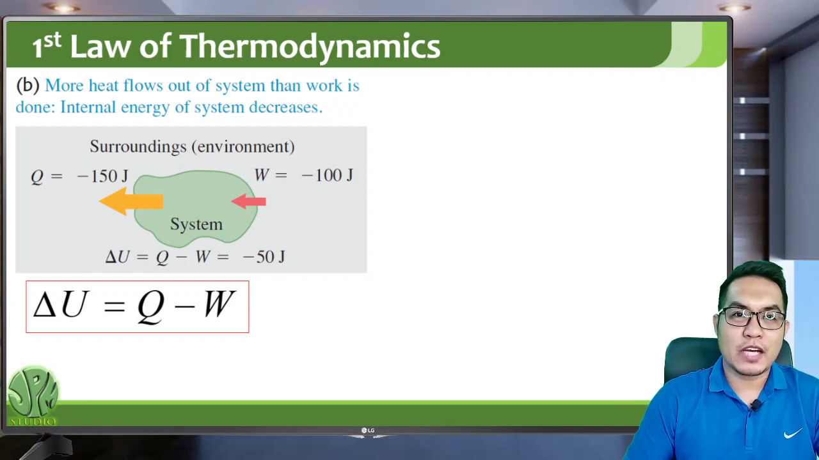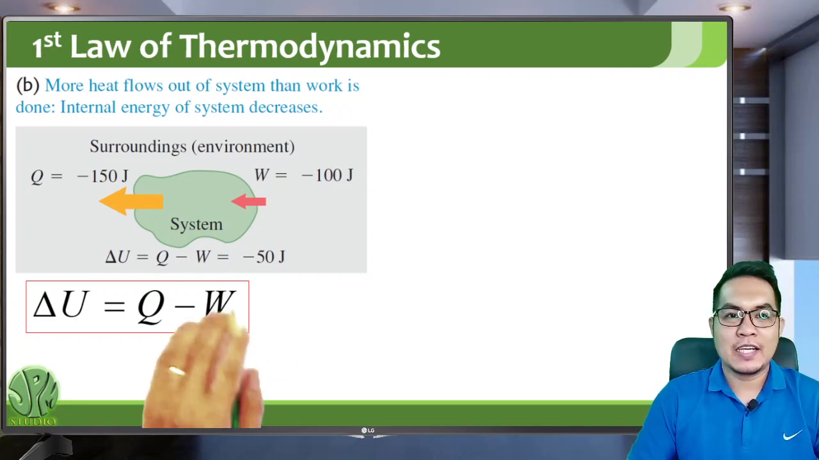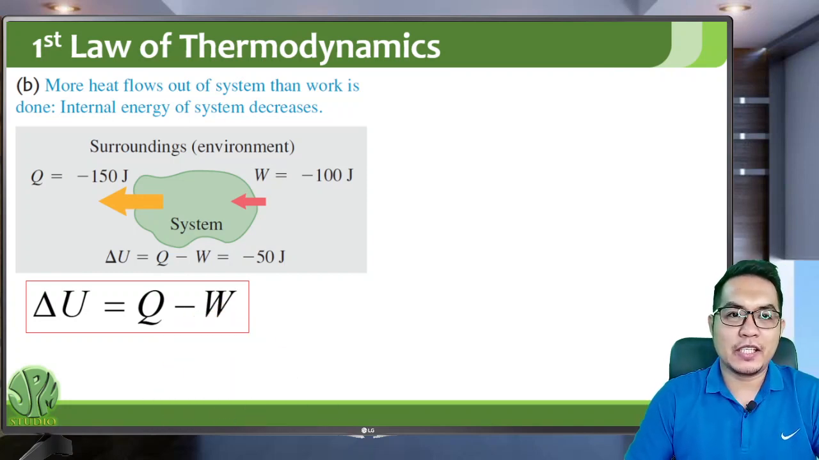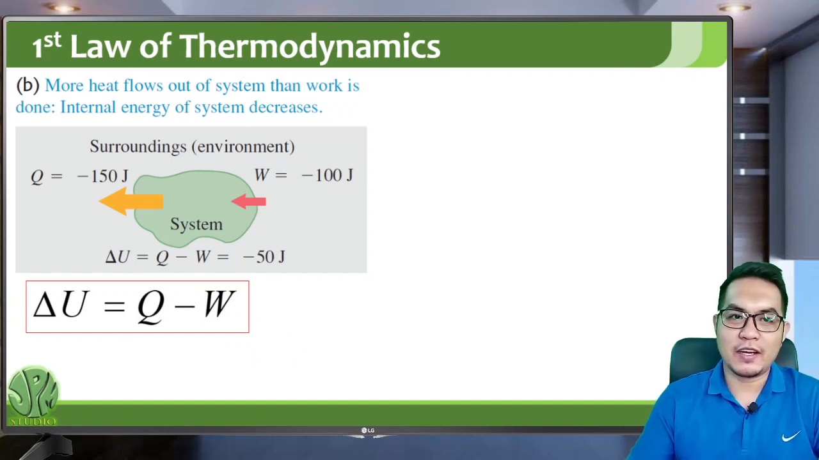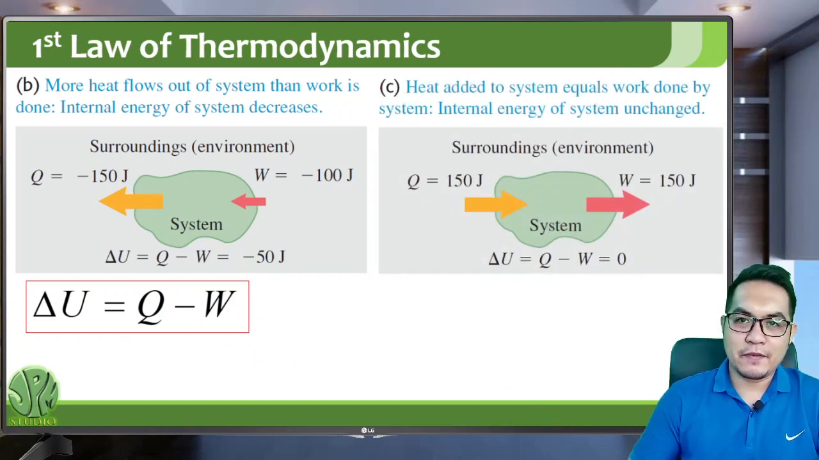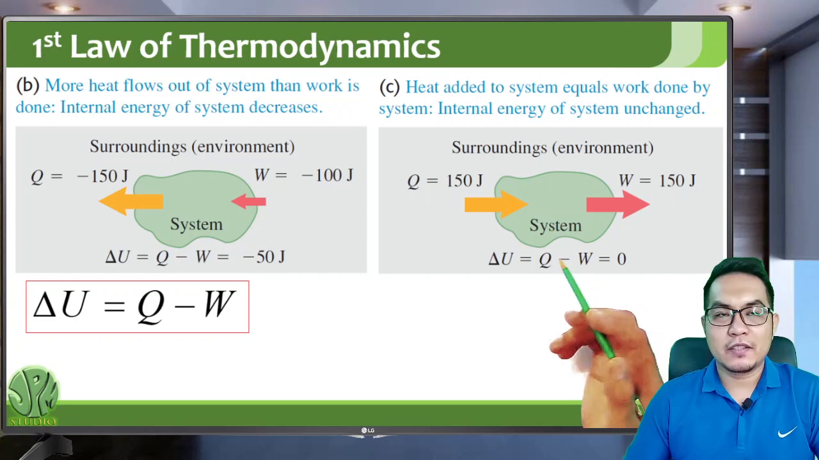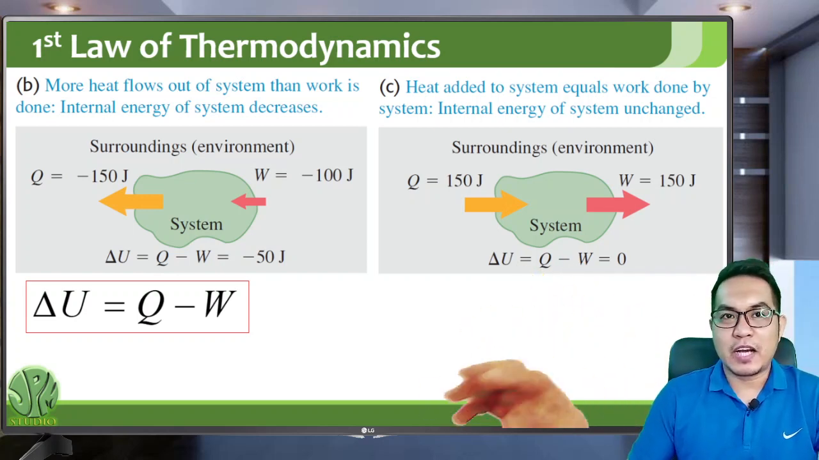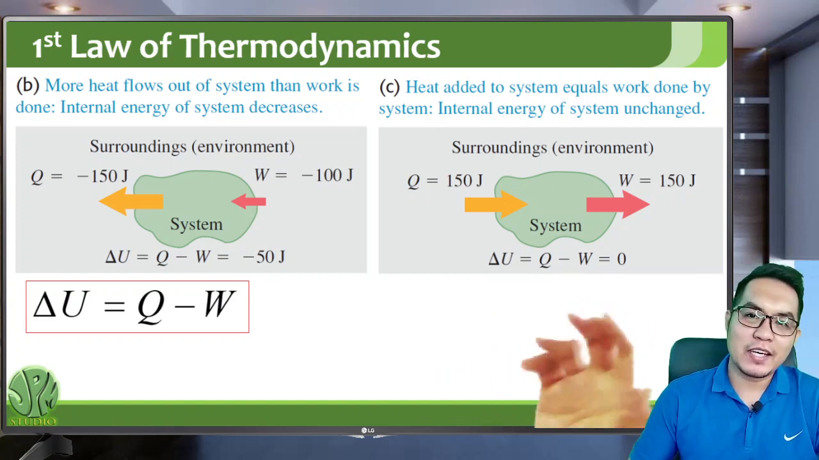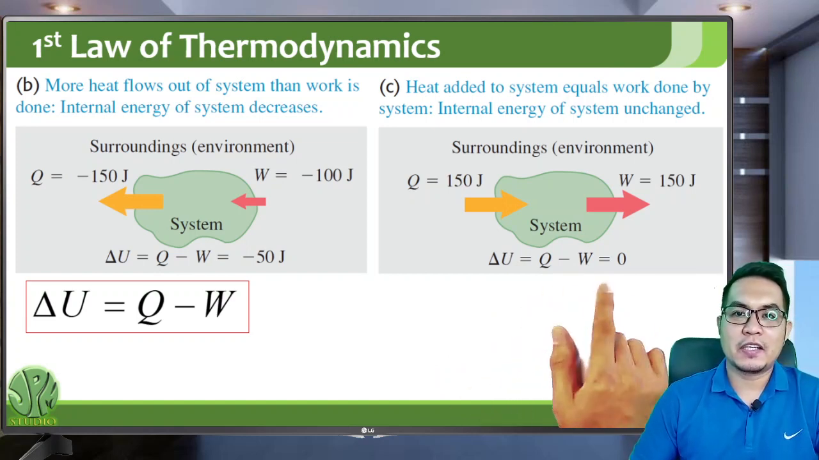If more heat flows out of the system than the work is done on the system, then the internal energy of the system will decrease. So this is an example of a decrease in the change in internal energy. And in the event that the amount of heat absorbed or released by the system is equal to the amount of work done on or by the system, then the change in internal energy is zero.